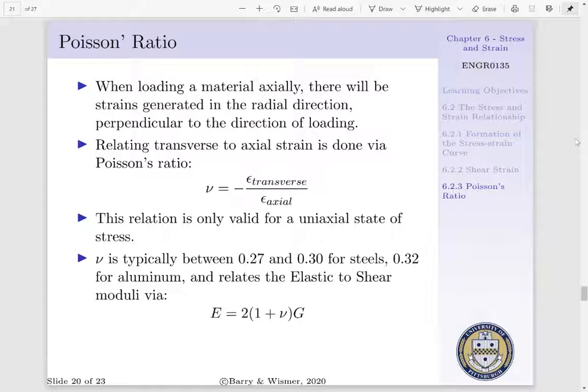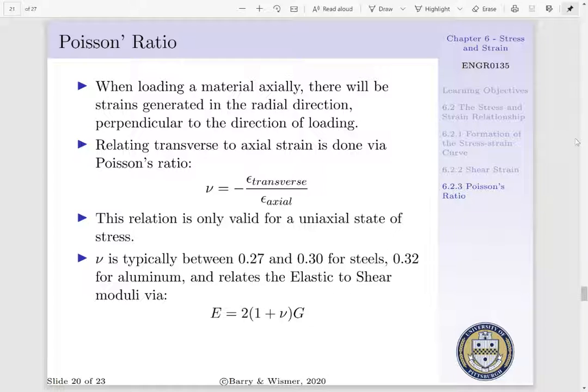Lastly, we have to introduce Poisson's Ratio. Now, recall the conservation of mass. The mass of our material must be conserved. That is, when a material is loaded axially, we're going to generate strains in the radial direction, perpendicular to our direction of loading. That is, as we begin to elongate a material under tensile loading, our cross-sectional area has to decrease for us to conserve mass.